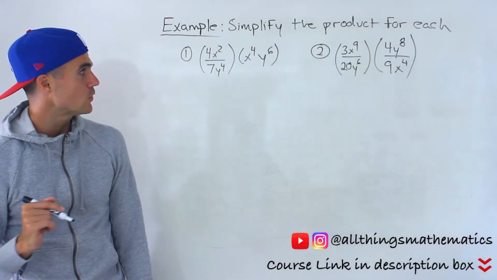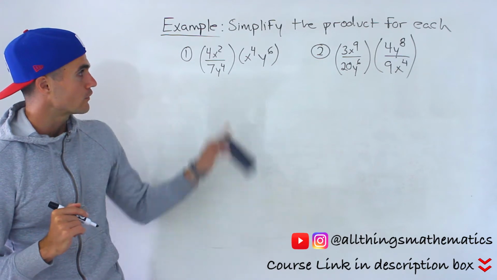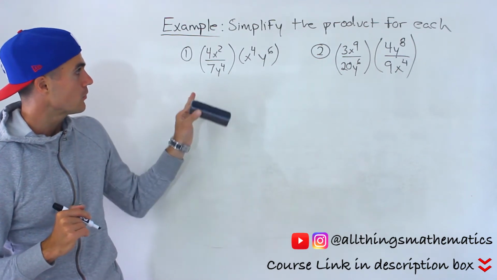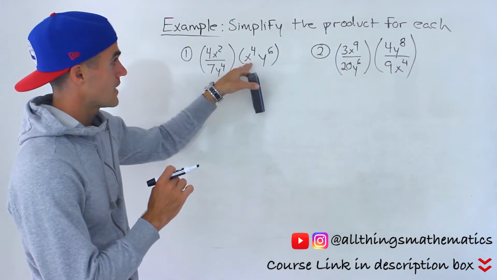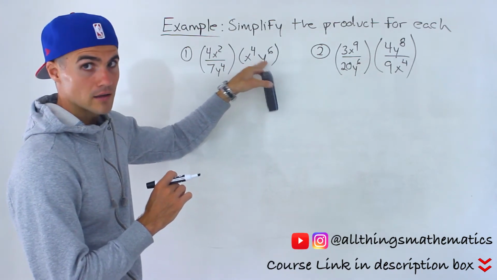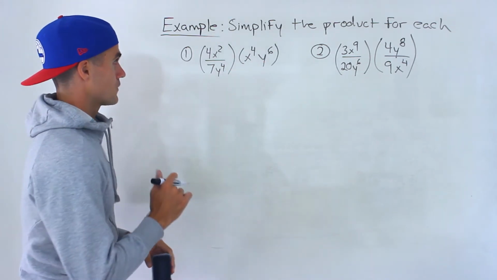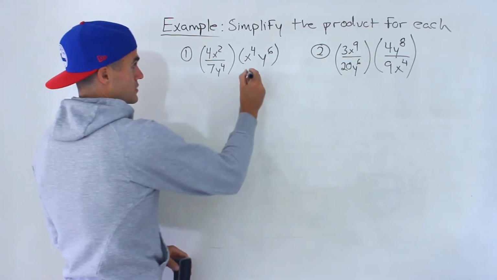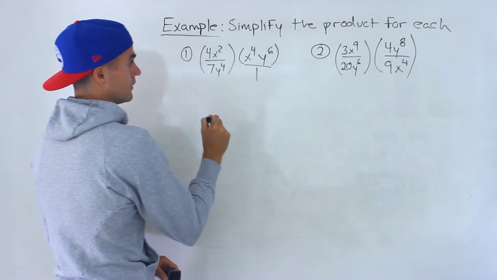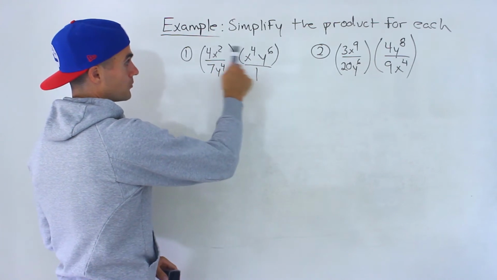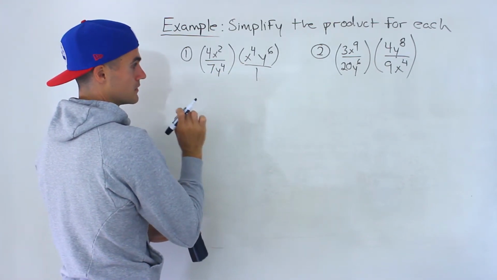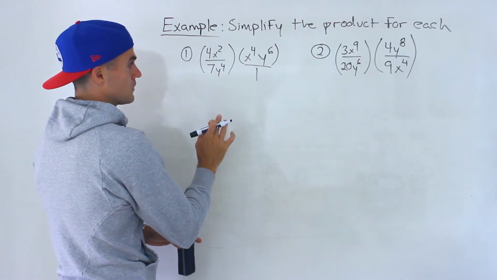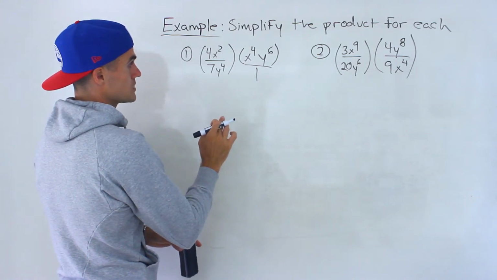In this next video, we're asked to simplify the product for each of these. Starting with number 1, we have 4x squared over 7y to the 4 times x to the 4, y to the 6. For this one, first I'm going to put the second fraction over 1 to show clearly we're going to multiply these two for the numerator and then multiply these two for the denominator. Before we do that though, notice we can get restrictions here.